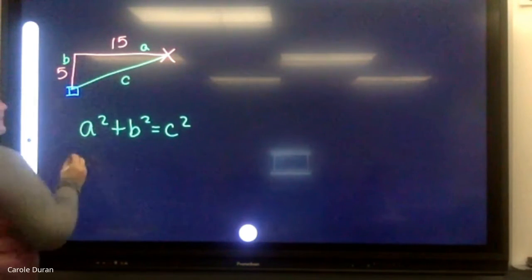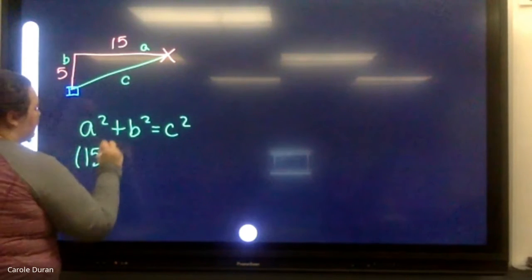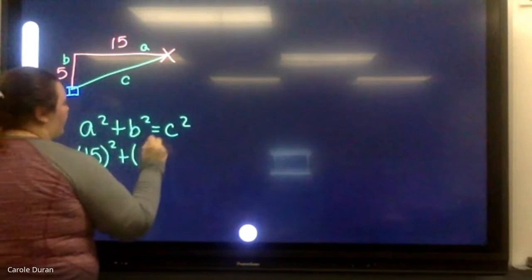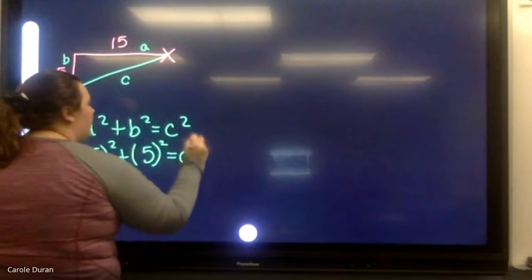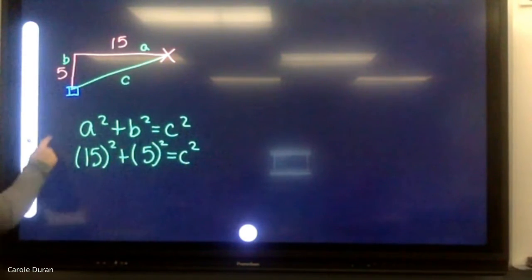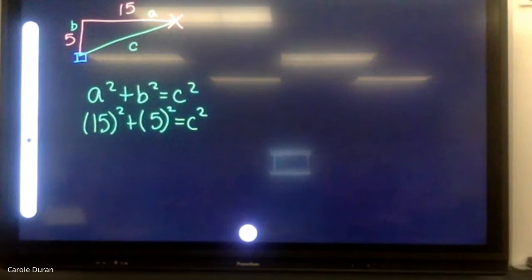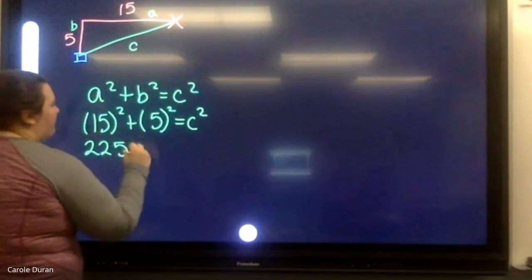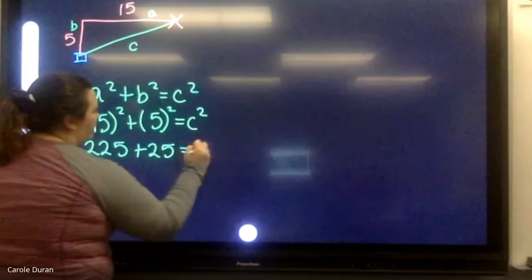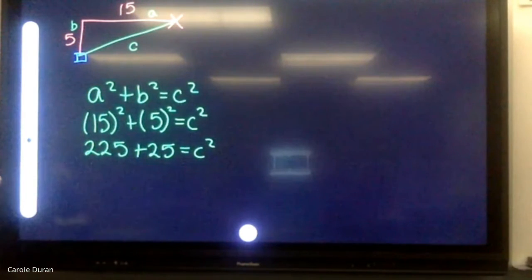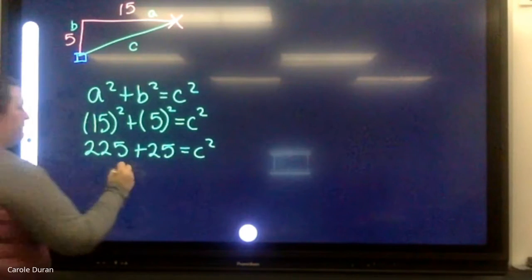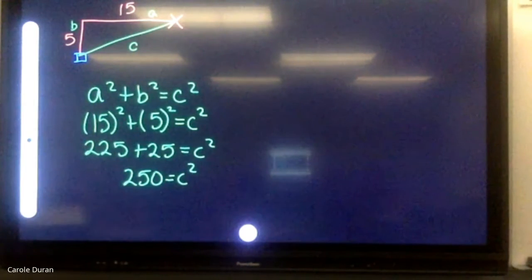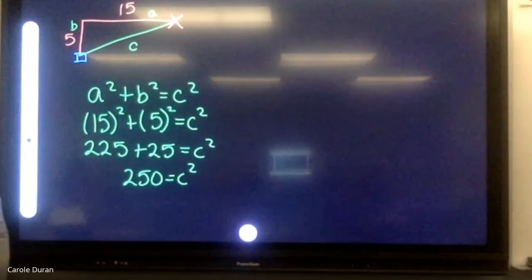So a is 15, so a squared is 15 squared, plus b is 5, so b squared is 5 squared, equals c squared. I figure out what 15 squared is. 225, and then 5 squared is 25. 225 and 25 is what? 250. And I have 250 equals c squared. Am I done? No, it's square rooted.